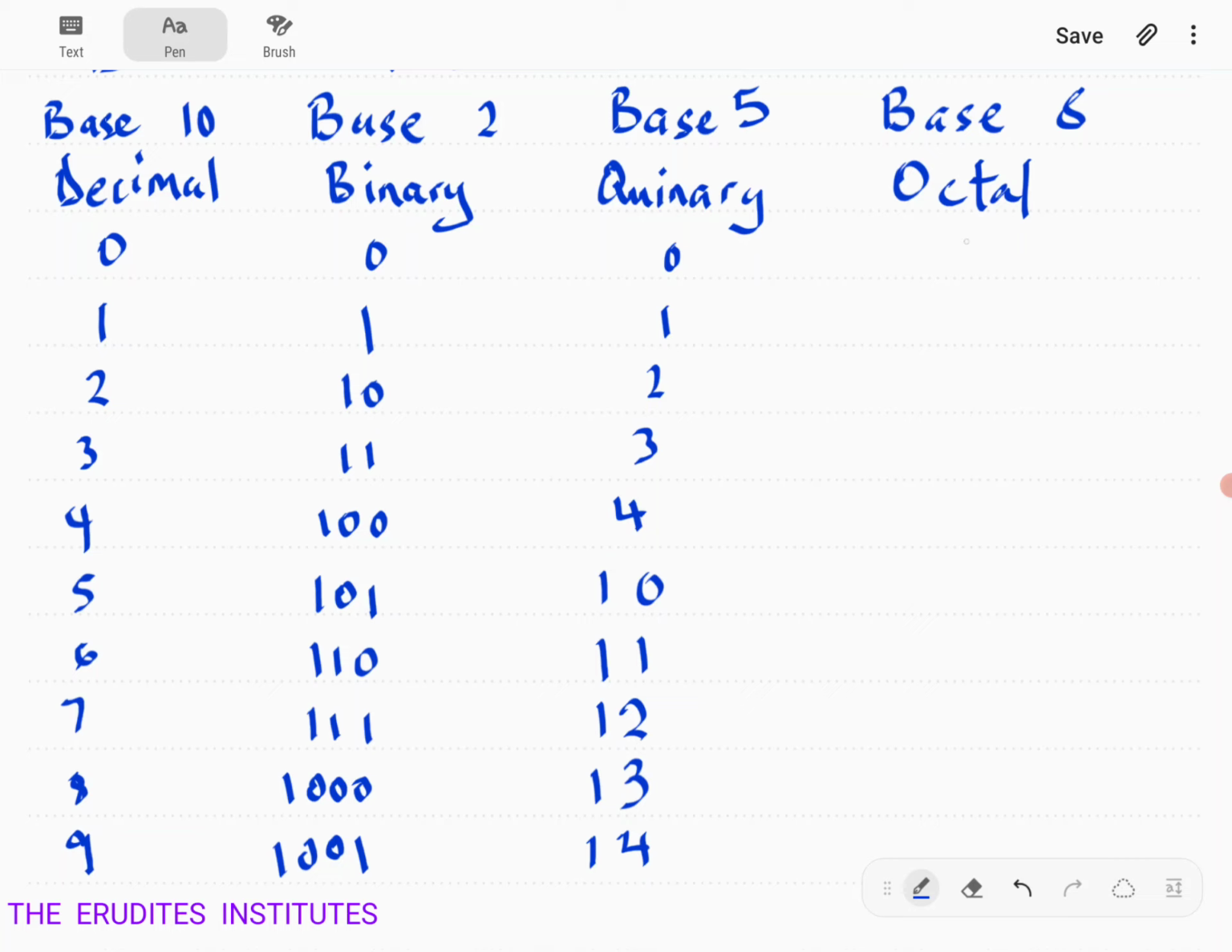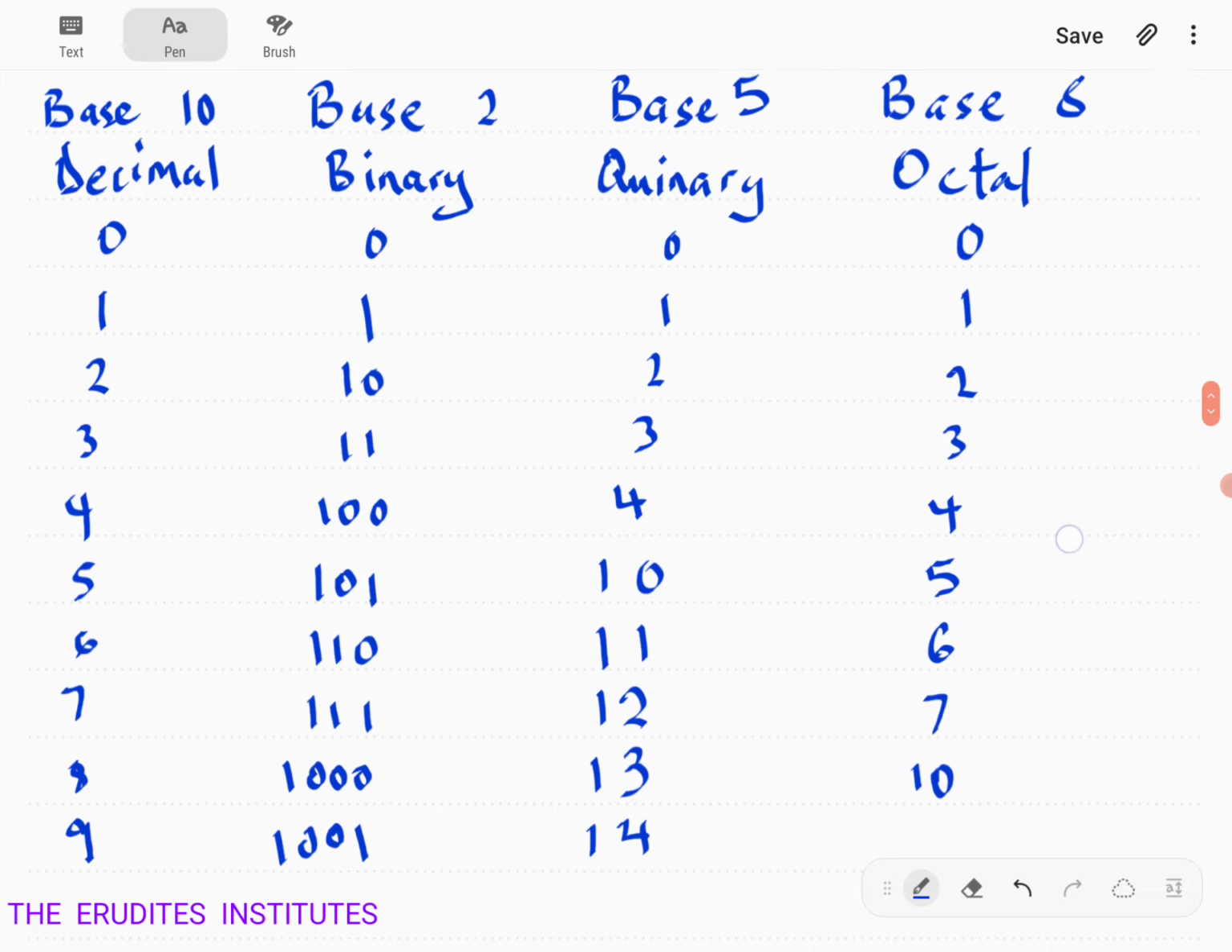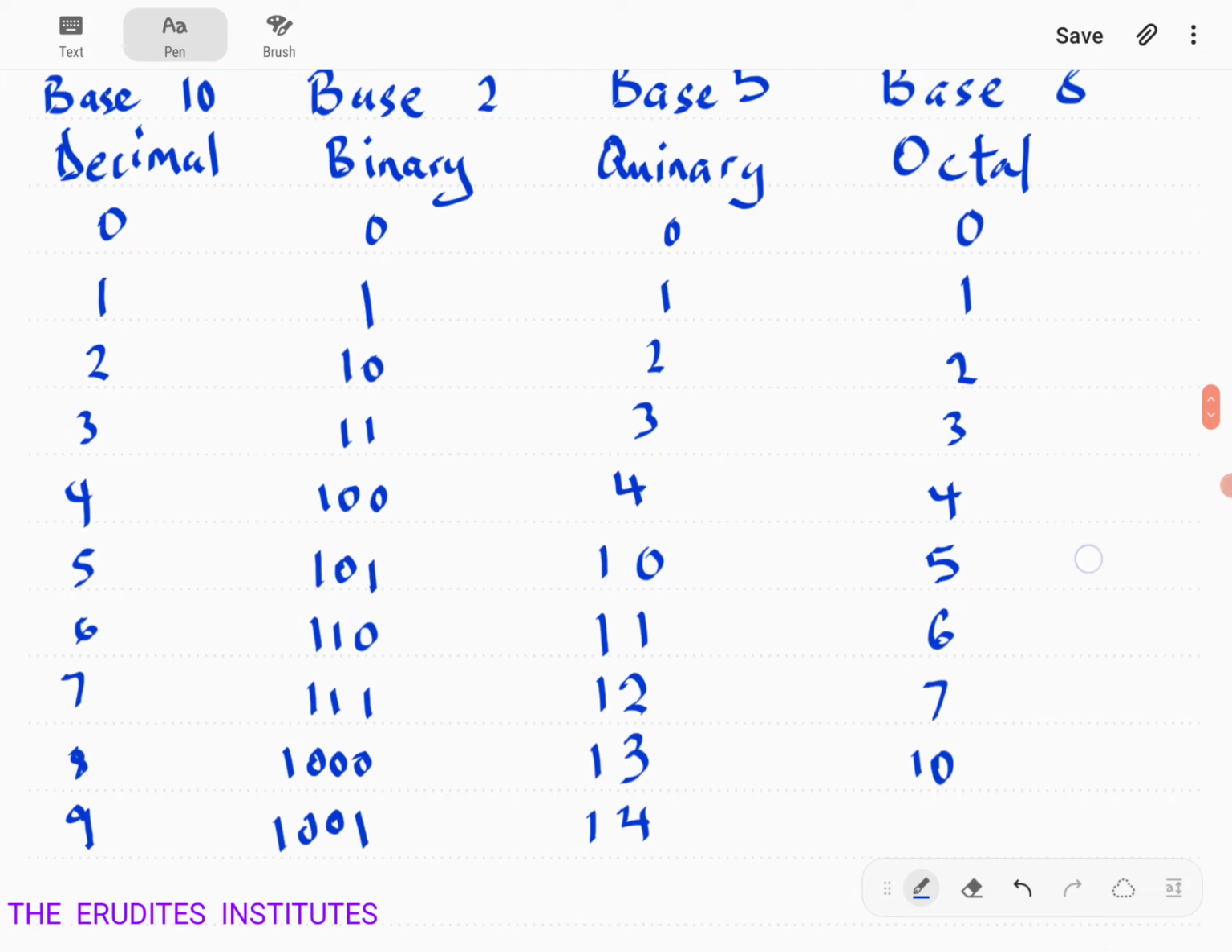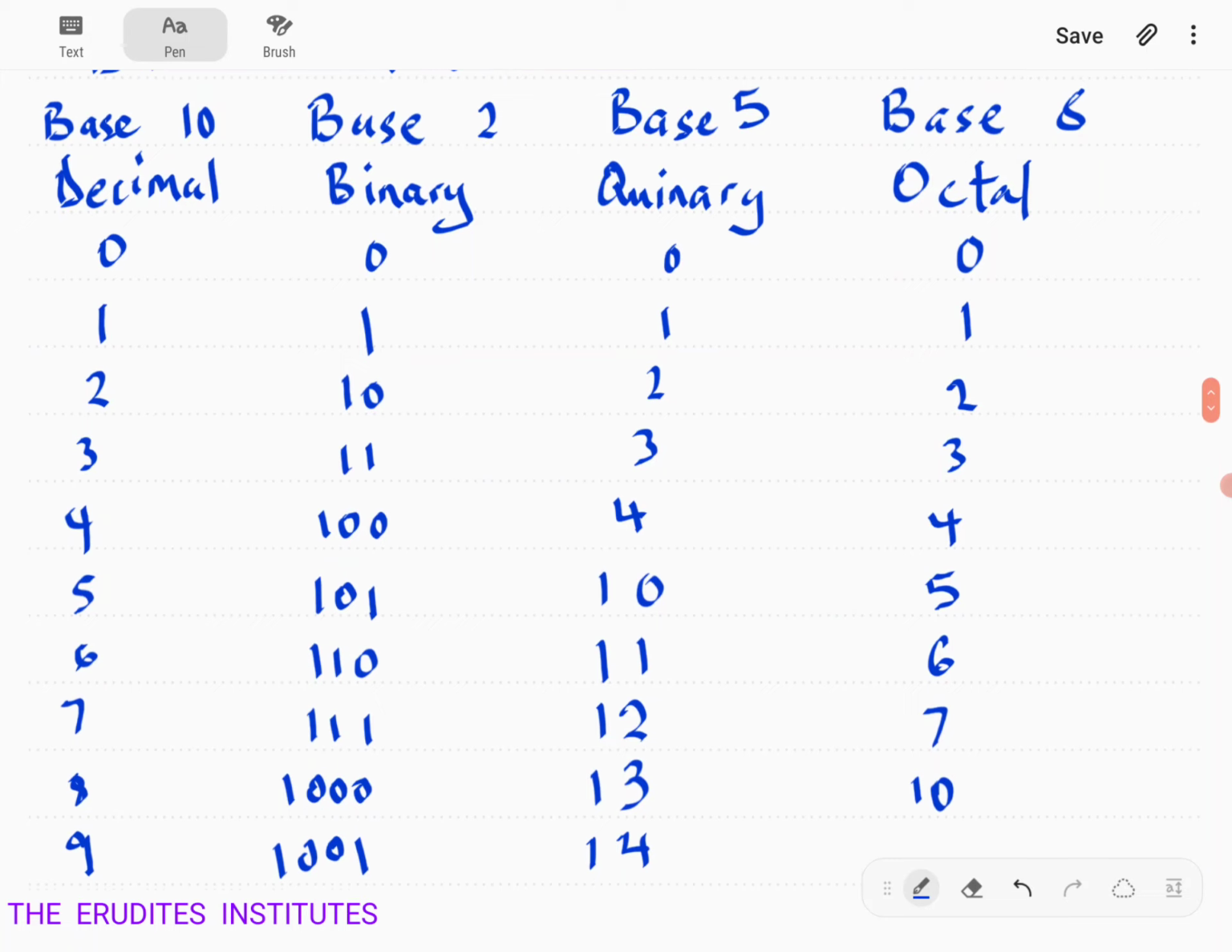On base 8, we are going to have 0 as 0, 1 as 1, 2 as 2, 3 as 3, 4 as 4, 5 as 5, 6 as 6, 7 as 7. Then 8 would have to appear as 1, 0, because the highest value we can have in base 8 is 7. And then 9 would appear as 1, 1.